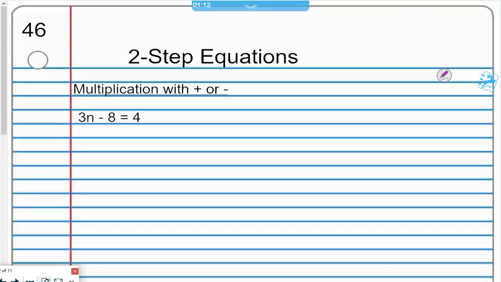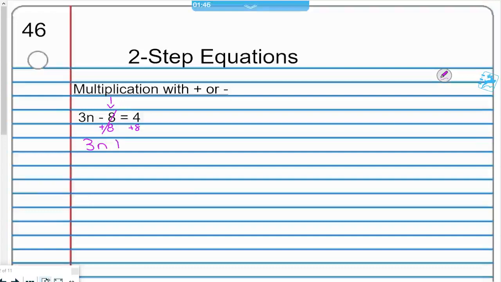You can see my problem is 3 times n minus 8 equals 4. So I look here. This right here is my number that does not have a variable. So that's the number I need to get rid of first. So just like we did last week, we're going to do the opposite. I have minus 8, so I'm going to add 8. That's going to cancel out. It leaves me with 3n. I have 4. I need to do whatever I did to the left side to the right side. So I'm going to add 8.